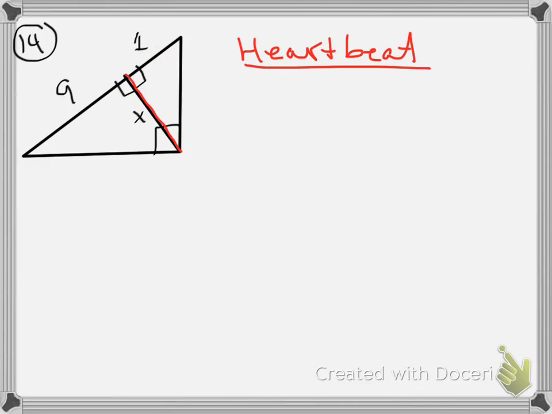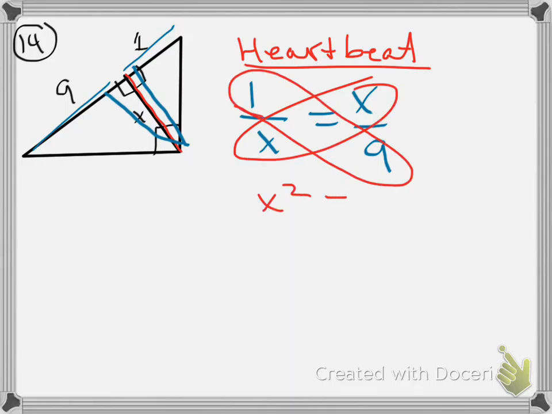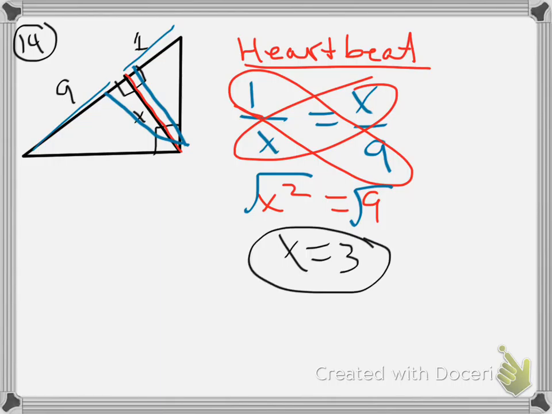So we first of all come down the 1. Go up the x. Actually, it's really down the x. Go up the x, and then come down the 9. Okay, so we've got the heartbeat set up. We've got the proportion, we can cross multiply. X squared equals 1 times 9, well, isn't that convenient? That's 9. What's the square root of 9? X equals 3. That's how quickly we can do that problem.